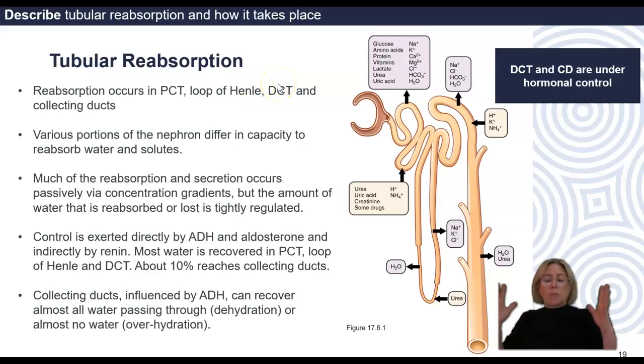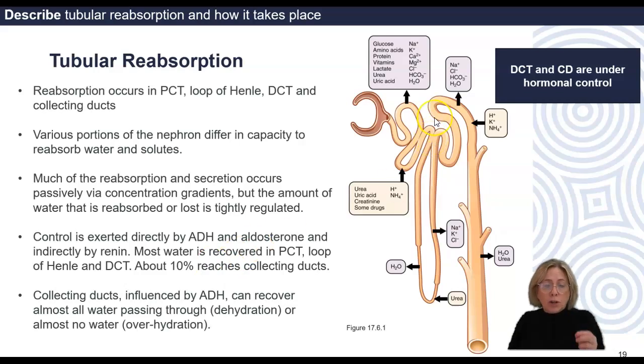So just getting an overall picture of this, various portions of the nephron differ in the capacity to reabsorb water and solutes. Much of the reabsorption and secretion, which we'll talk about in a minute, occurs passively via concentration gradients, but the amount of water that is reabsorbed or lost is tightly regulated. And remember, again, I'll keep stressing it, it's under hormonal control. This control is exerted directly via antidiuretic hormone and aldosterone, and indirectly via renin, because renin is going to lead to angiotensin II and therefore aldosterone.